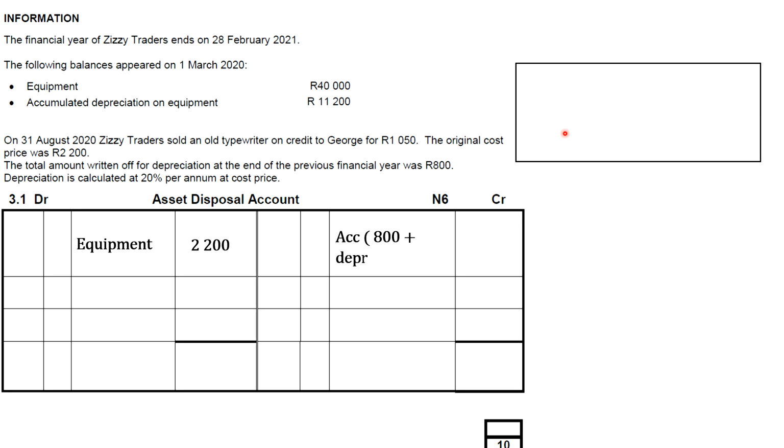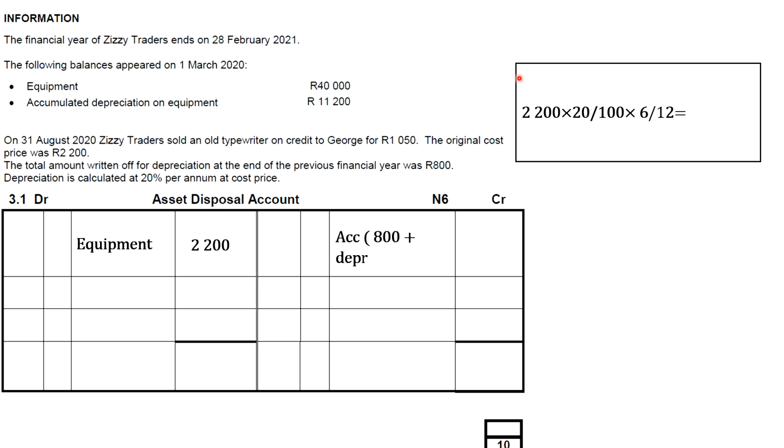So I'm just gonna calculate my depreciation here. So here's our calculation: 2,200 times 20 over 100 times by 6 over 12. So the 2,200 is on cost, as we are told depreciation is calculated at 20% per annum at cost price.